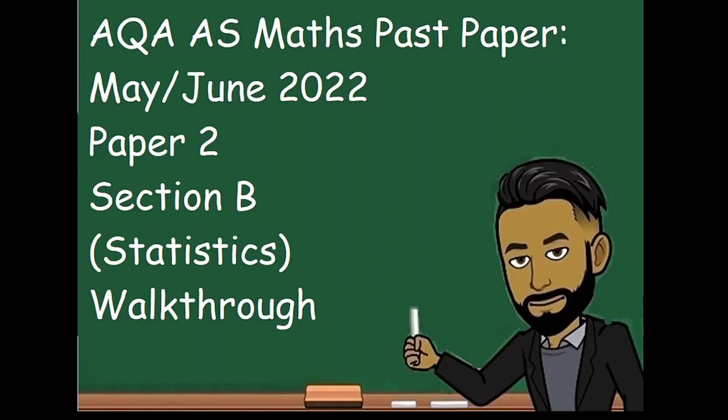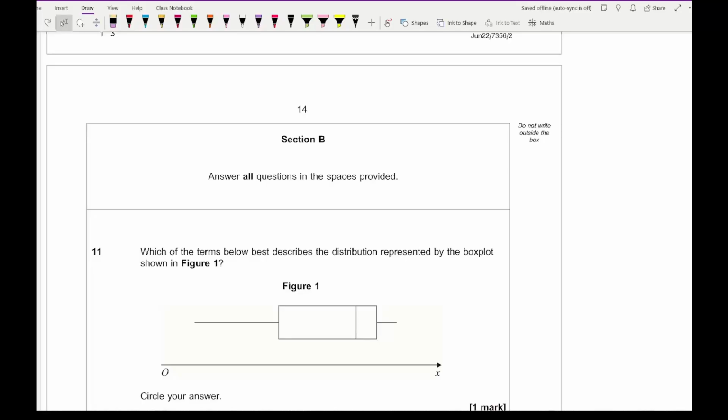So welcome to this latest video on 162 Maths, and in this video we'll be going over the AQA AS Maths paper of May 2022, paper 2, section B, which is the statistics section. Now as always, I'll include a question breakdown in the description below so you can see which question refers to which topic. So let's get started on this May 2022, paper 2, section B, which is the statistics section.